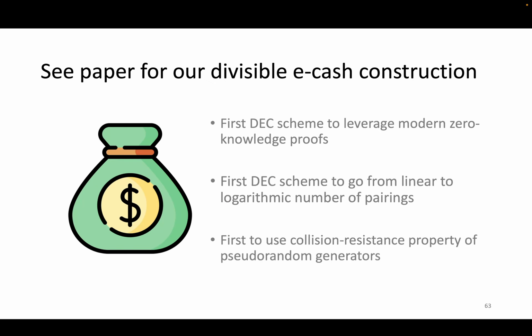While I won't have time to go over our construction in detail, I will point out the highlights. So we designed the first divisible eCash scheme, to our knowledge, that leverages modern zero-knowledge proofs. It's also the first scheme to go from a linear to a logarithmic number of pairings. And we also use a new collision resistance property of pseudo-random generators.